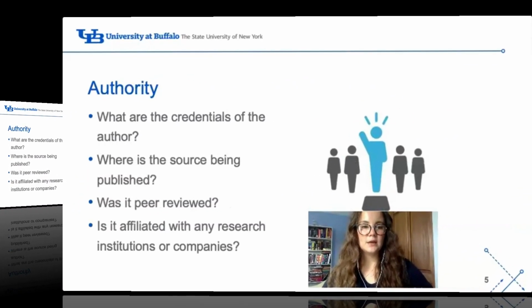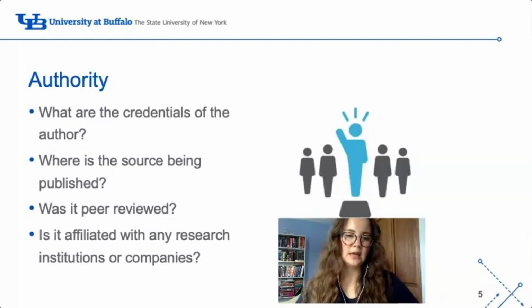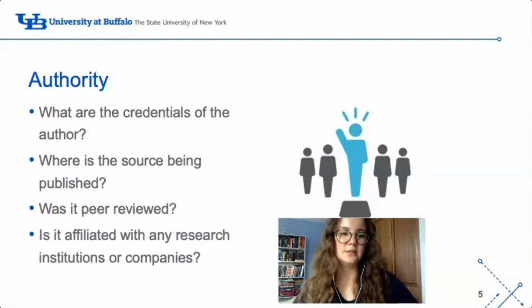Next is authority. This involves investigating the author of the source to see what their credentials are and how confidently they can speak about the topic. You should see what the author's credentials are, if they're affiliated with a research institution, and if their credentials make them qualified to speak about the topic as an expert. In addition, you should look to see if a source was peer-reviewed.